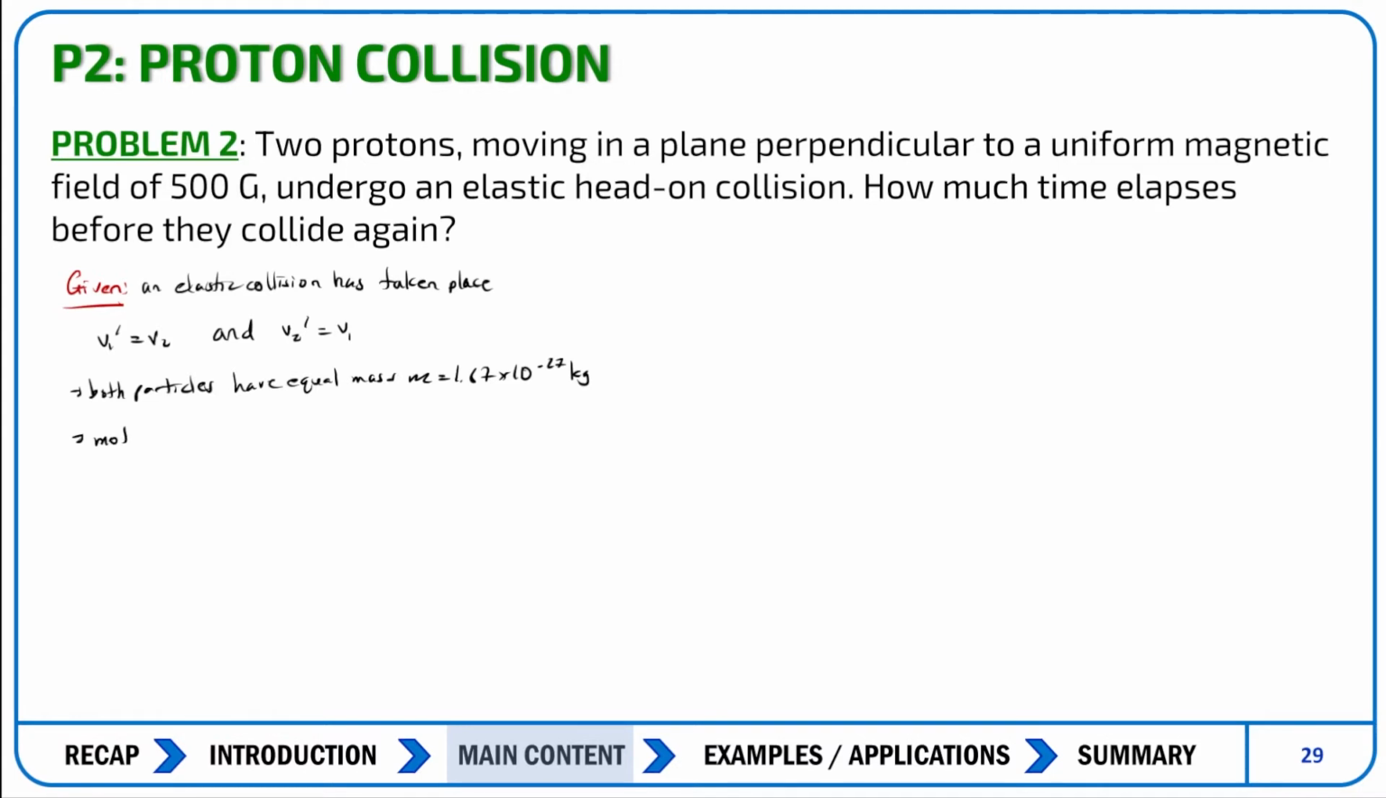So the motion is represented by a circle of radius r equals mv over eB, where e is equal to the charge. The period is also T equals 2 pi m over eB. So these were just from the notes. Now we're trying to solve and find how much time it takes before they collide again. So we are interested in looking at the period.